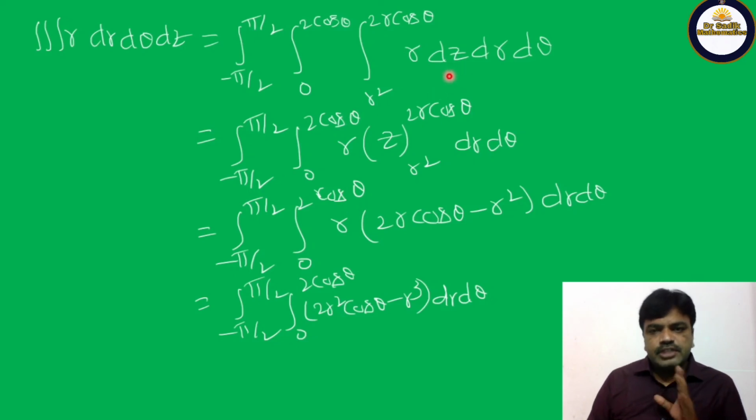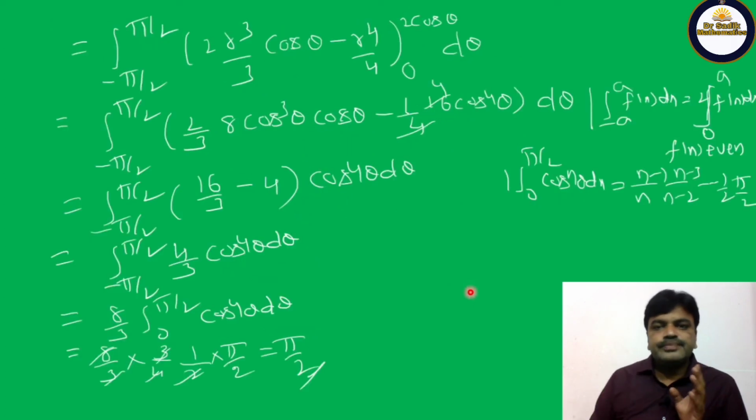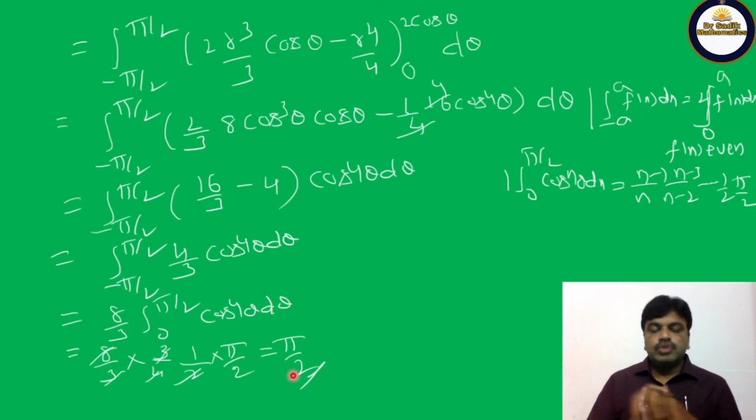Simply I substitute here. First I integrate with respect to z, r is constant, so the integral of dz is z, substitute the upper and lower limits, then we get the r terms. Then you integrate with respect to r, substitute the upper limit and lower limit, then we get a term in terms of theta. You simply integrate with respect to theta and apply some formulas, then we get the volume as pi by 2.